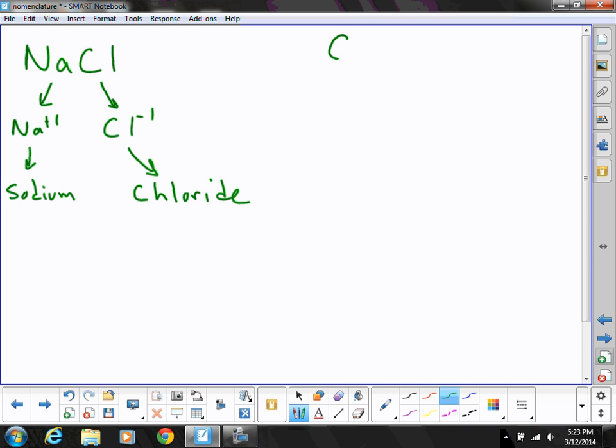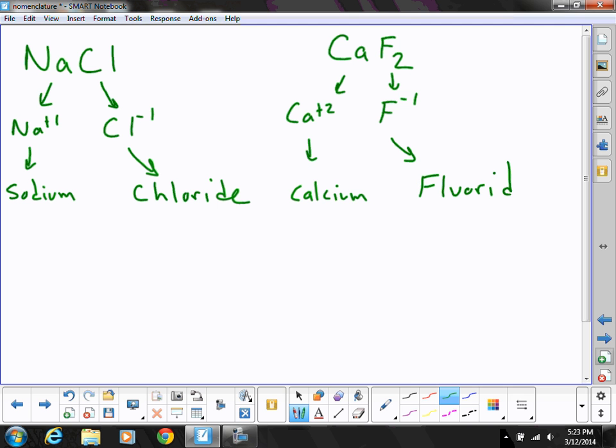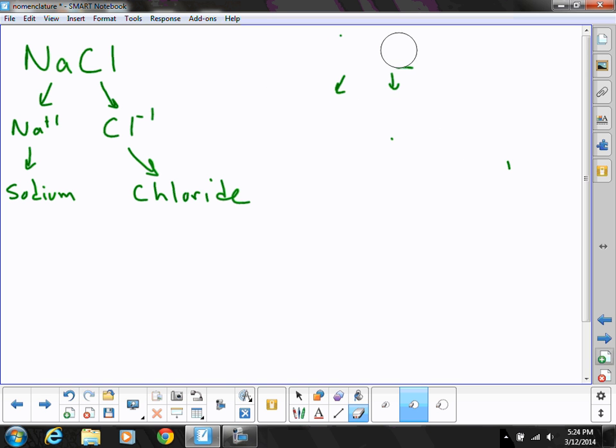Then we do another example, CaF2. That would be a calcium ion, and then we have the fluorine -1 ion. Ca is just calcium. The F-1 is fluoride, and so that would be calcium fluoride for the example there. We can also do the reverse and start with the name. And so let's do one of those.